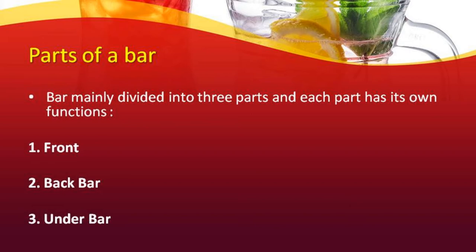Bars are mainly divided into three parts, and each part has its own function. A front bar, which is the front part of the bar counter where we take orders from the guest and the bartender serves the drinks. The back bar, which is the back area of the bar counter where the bartenders stand and work. And the under bar, which is the under area of the front bar counter on the bartender's side.